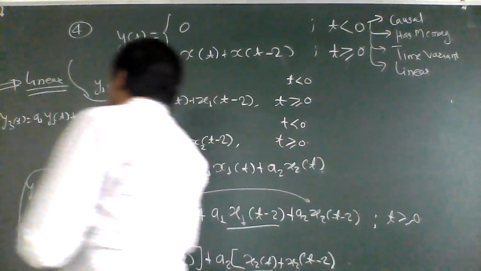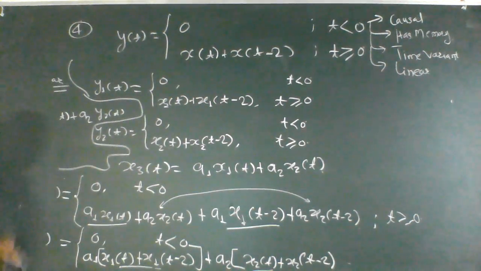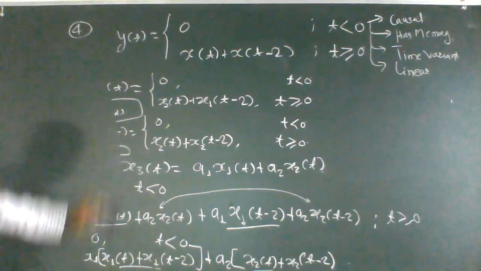Now what is left? Left is the stability property. We have to check whether the system is stable or not.